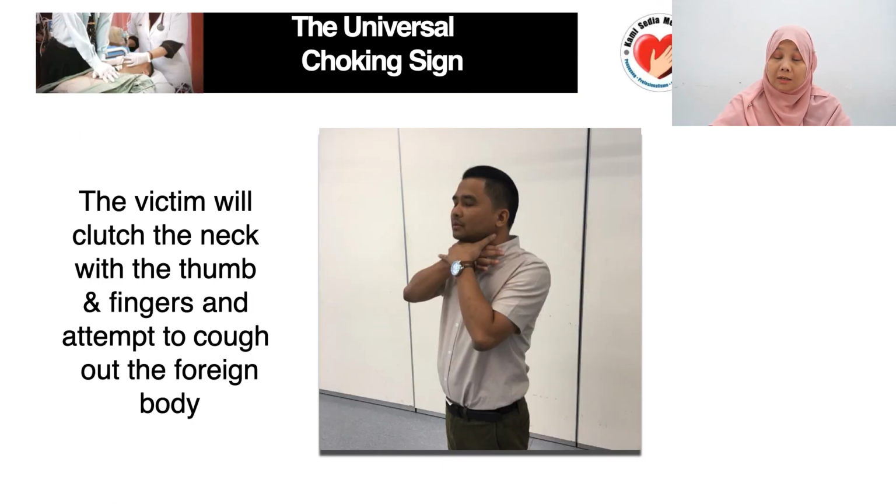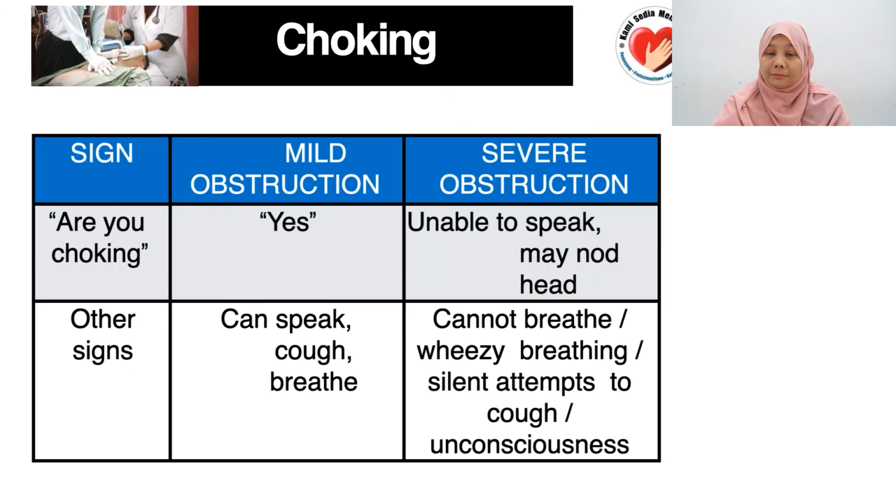This is actually the universal choking sign. Because of the obstruction to the airway, the victim will clutch the neck with the thumb and fingers and attempt to cough out the foreign body. Choking can be divided into mild and severe obstruction. To know if it's a mild obstruction, we see the universal sign in adults, and we can ask, are you choking? And the person is able to speak, cough, and breathe. So this would be under the category of mild obstruction.